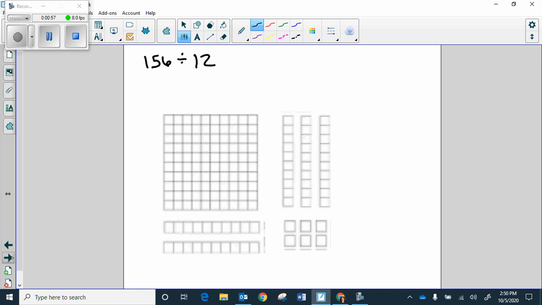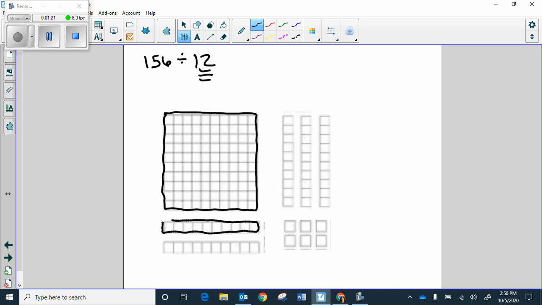Here's one that we've seen before. The problem is 156 divided by 12. As I look at this, I can see that I have a flat. This is 10 groups of 10. But my problem says that I'm dividing by 12. So in order to represent that, I put two longs underneath that flat. That way, I can represent a group of 12 this way. So here's one group of 12.